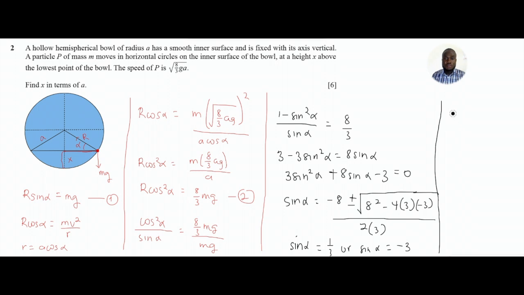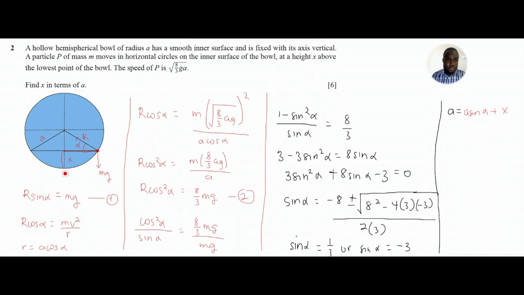Now let's try and figure out what the value of x should be. Remember, the distance from the center all the way down here should be a. And the distance from the top here all the way up to where the horizontal circle starts should be a times sine of alpha. That is what we have here. So we can conveniently say that a, which is the whole length of the line from here all the way down here, should be equal to a times sine alpha plus x.